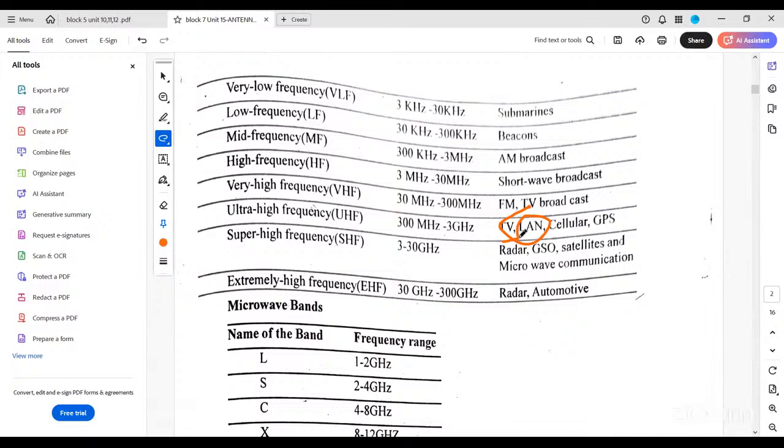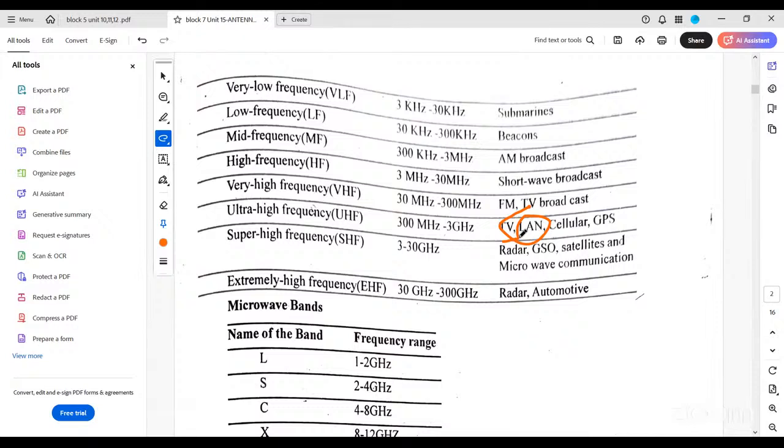Yesterday's topic was LAN. What is a local area network? What is the meaning of local area network? Some region, up to some region, up to some bandwidth. Wide area network is complete worldwide. MAN is metropolitan area network. Small region is LAN, next is MAN, and the next region is WAN. So in those, which frequency are we using?